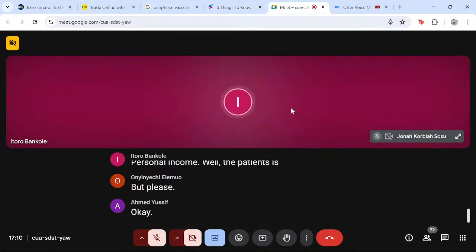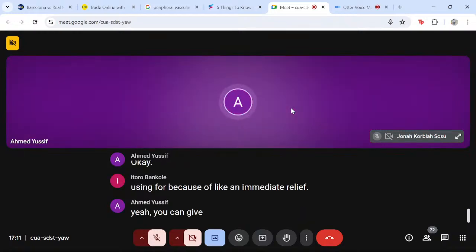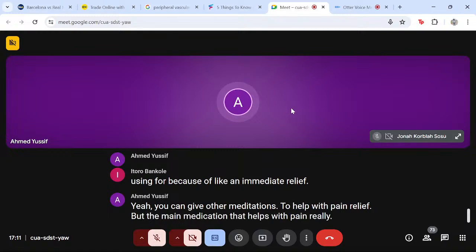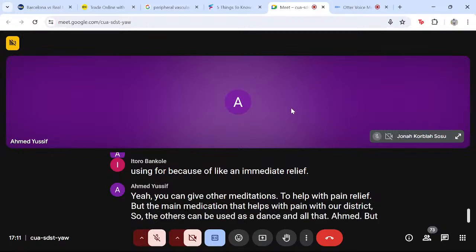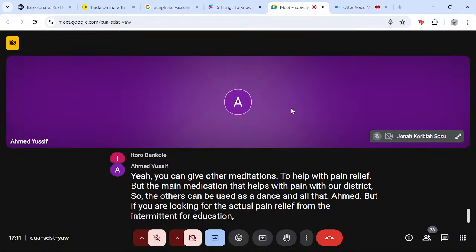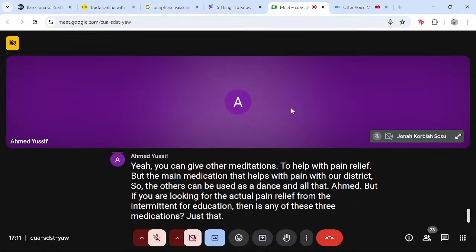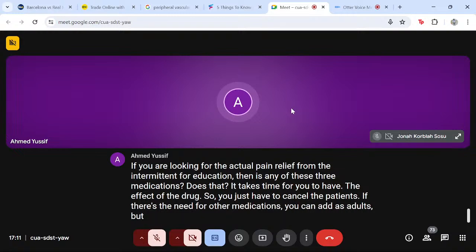While the patient is waiting, can any other drug be given for immediate relief? Yeah, you can give other medications to help with pain relief. But the main medications that help with pain relief are these three. The others can be used as adjuncts. If you are looking for actual pain relief from intermittent claudication, then it's any of these three medications, just that it takes time for the drug to take effect. So you just have to counsel the patient, and if there's a need for other medications, you can add them as adjuncts, but you don't stop these medications.